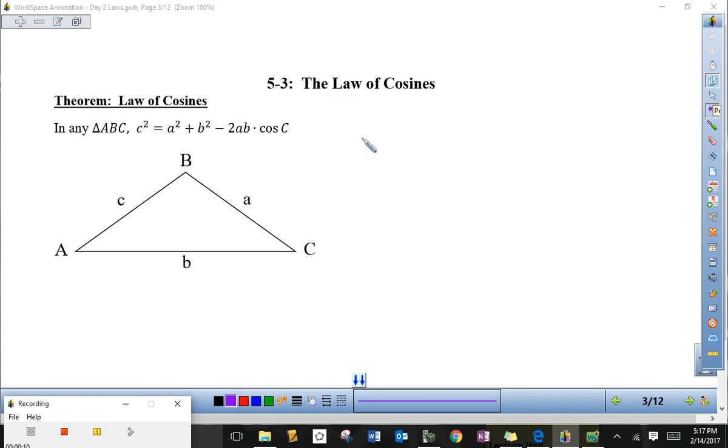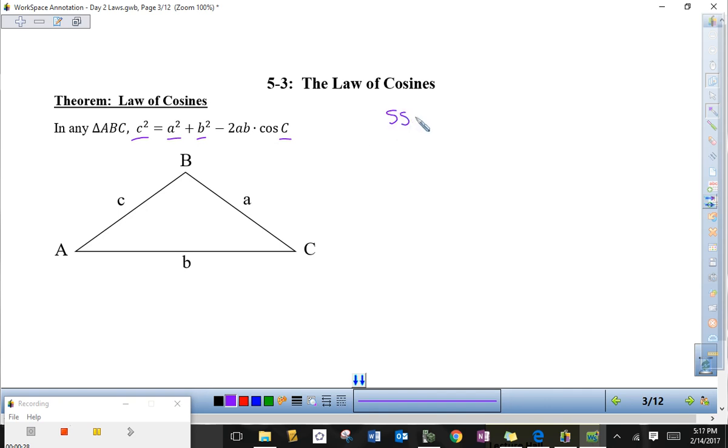Okay, we've got this formula here: c squared equals a squared plus b squared minus 2ab times cosine of C. If you notice, we've got three sides, lowercase letters, of our triangle here, and one angle. That means we can use this for two different situations. If we have three of the sides, we can find the missing angle. Or if we have two of the sides and the included angle, we can solve for the third. So, a side-angle-side situation.